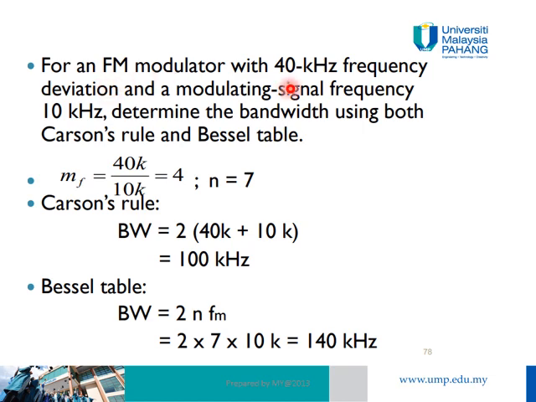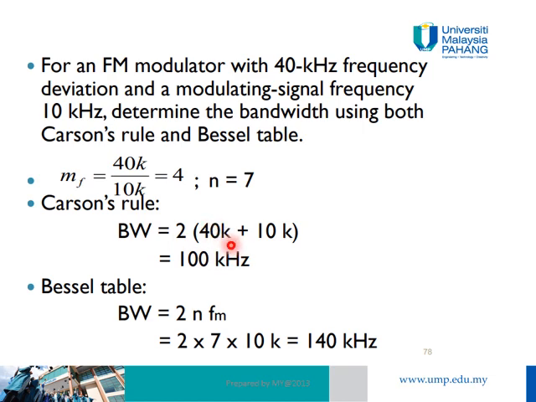For an FM modulator with 40 kHz frequency deviation and modulating signal frequency 10 kHz, determine the bandwidth using both Carson's rule and the Bessel table. MF equal to frequency deviation delta F over 10k, which is Fm, the modulating signal frequency, equal to 4. When m equal to 4, from the Bessel table, we get significant sidebands n equal to 7.